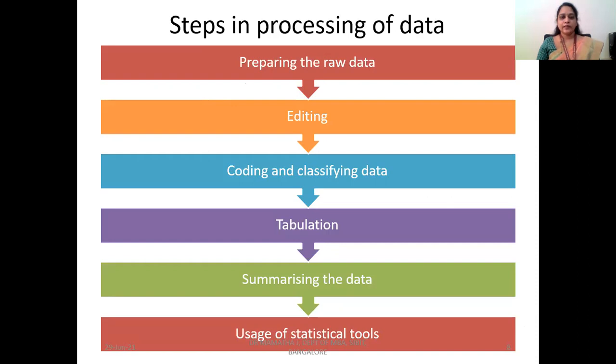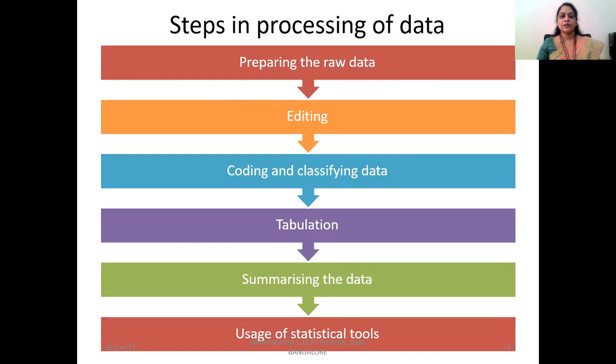Okay, we said data analysis part. So how do you do that? First thing is you have to prepare the raw data. Once it is available, then do the editing part. Third step will be you have to code the data and classify the data based on certain characteristics. Then whatever the coded data you have, classification you have made, you have to put it in the form of a tabular column.